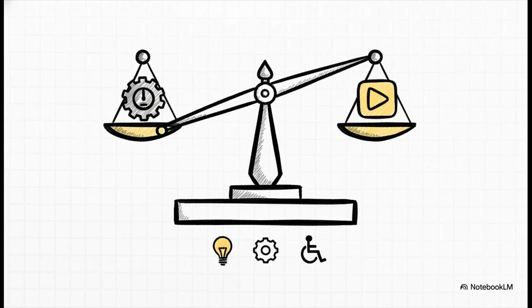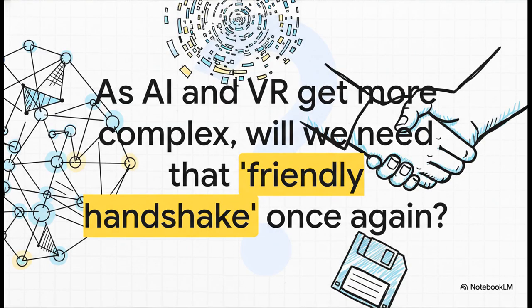It's about focusing on what actually works for people, what's simple, what's efficient, and what makes technology accessible for absolutely everyone. And that leaves us with one last pretty fascinating question to chew on. As our digital world gets even crazier, with AI, with virtual reality, as it all becomes way more complex and immersive, are we going to need that old friendly handshake again? As we step into these brand new, unreal worlds, are we going to need skeuomorphism to make them feel real, just so we can wrap our heads around them? It's definitely something to think about the next time you go to save a file and click on that little floppy disk.